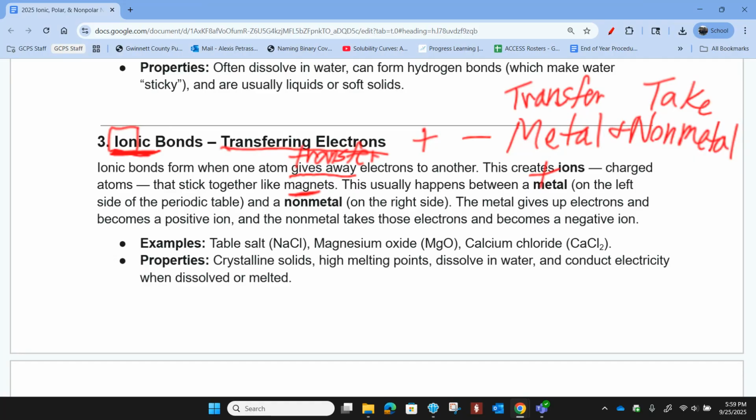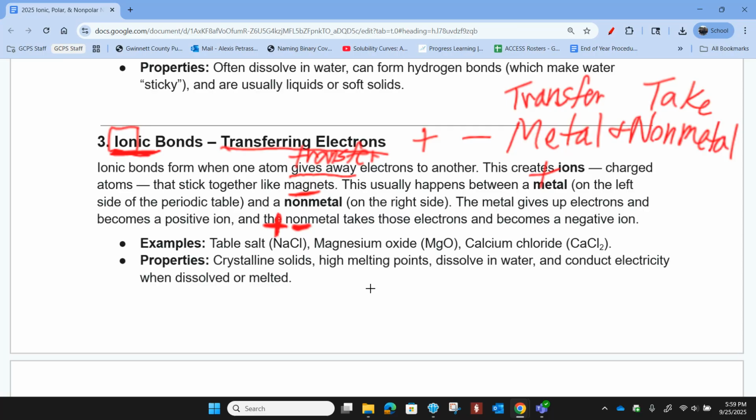All right. So examples are our favorite table salt, NaCl. Sodium is that metal. I'm so sorry. My handwriting is awful on this. And then Cl is that non-metal. So sodium would become positive, Cl would become negative, and together they bond, creating table salt.